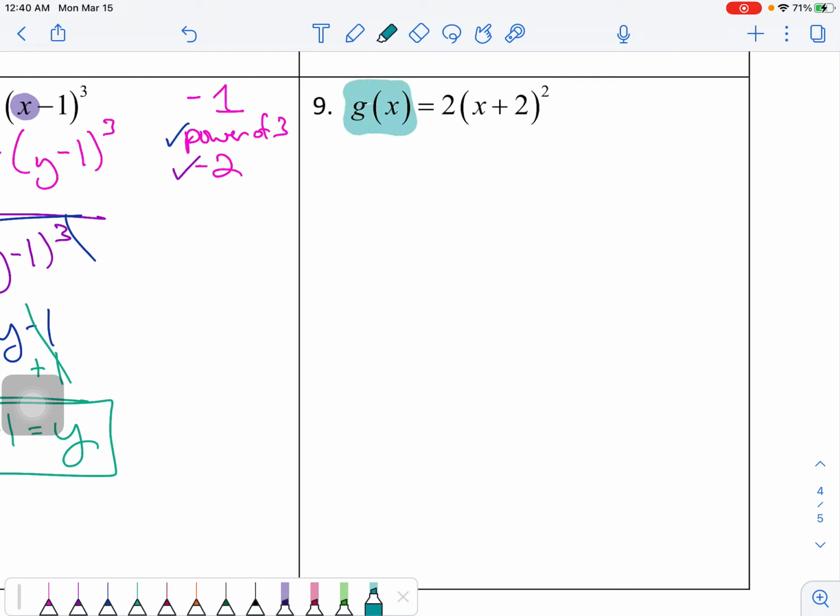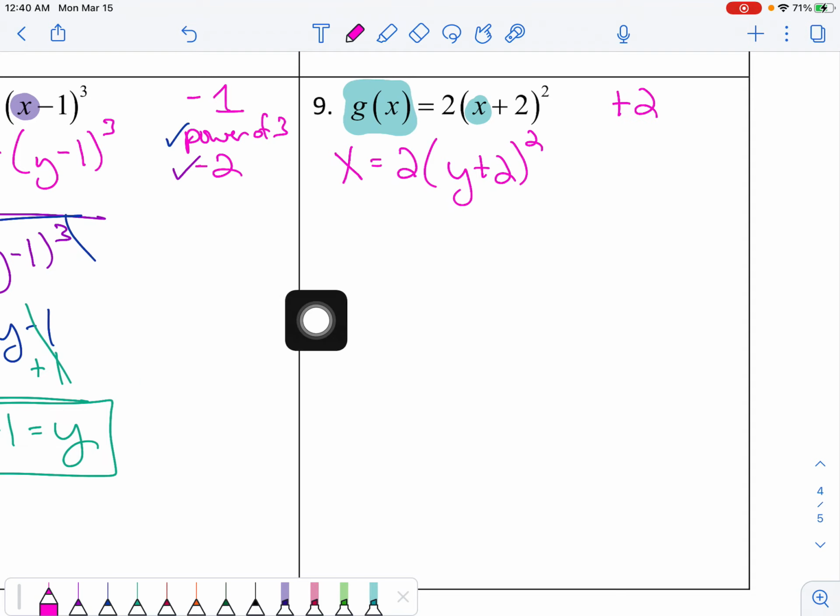Let's see, we've got our y value is really g of x. Our x is sitting right there. Switch them. So x is equal to 2 times (y plus 2) squared. Lots of 2's in this problem, so be careful. So we've got a plus 2. So that would get me the y plus 2. We're going to do a power of 2.